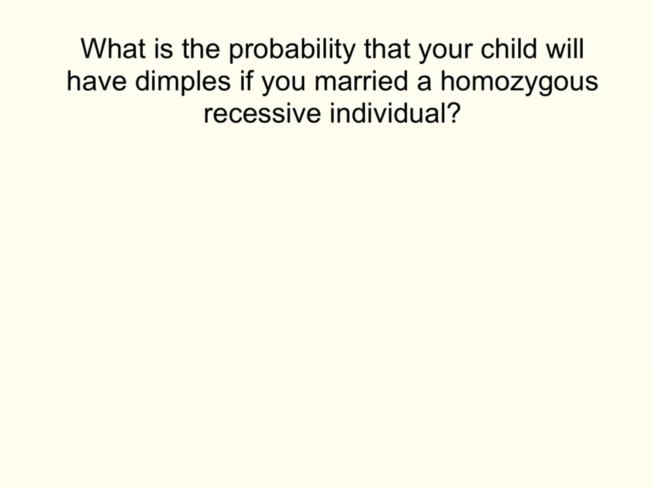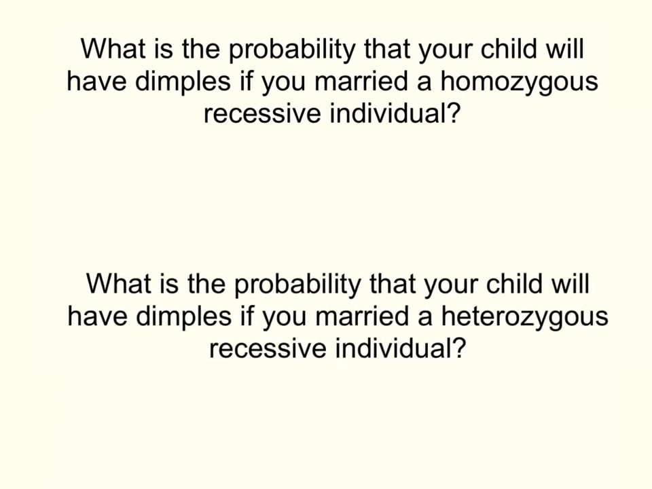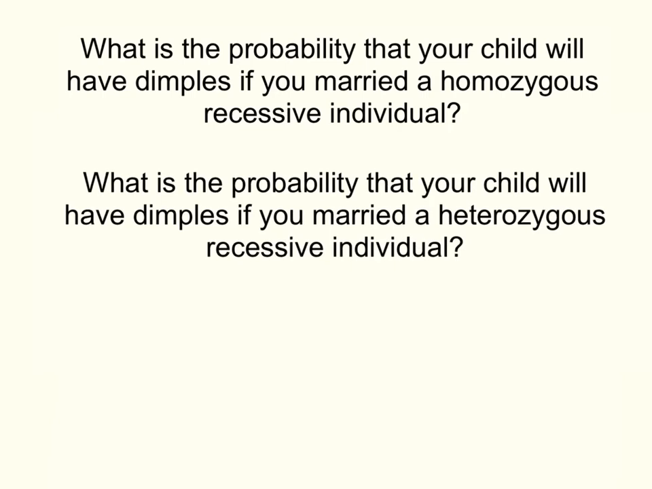The next part to this question, the homework, is very similar. It just changes the word homozygous to heterozygous. So what is the probability that your child will have dimples if you marry a heterozygous individual? In order to calculate this, we just answer the exact same way we did the previous question. So I'll let you do that on your own. Good luck.